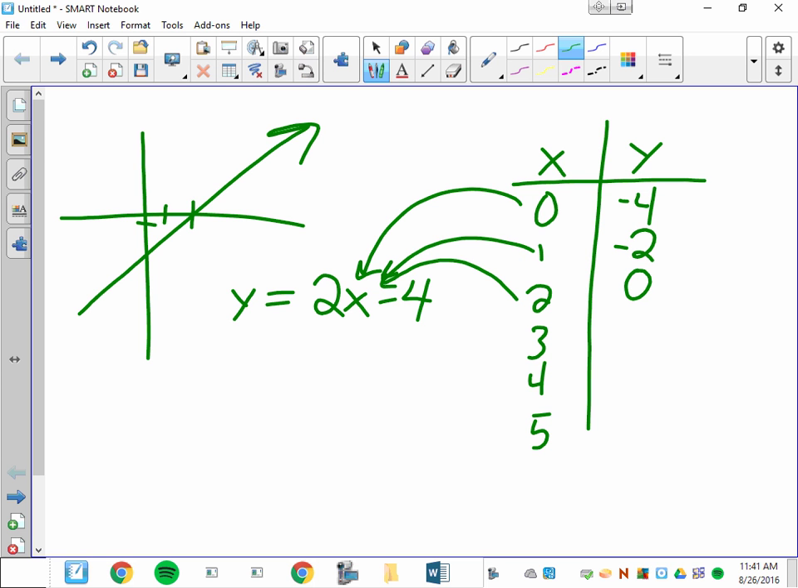If this is down 4, okay? If I plug in 3, I get 2, plug in 4, 4, and plug in 5, 6. 8 would be the next one.